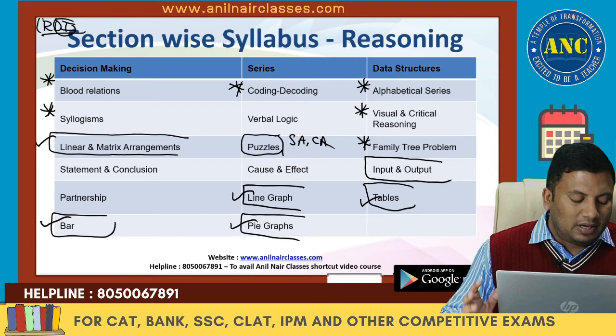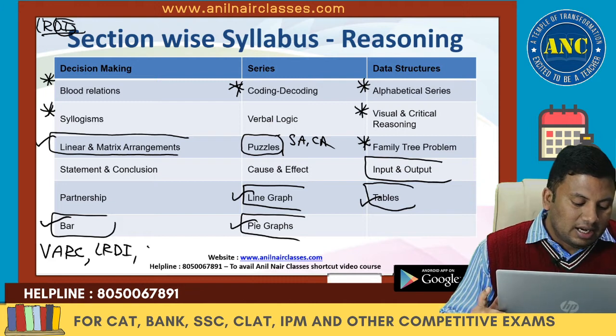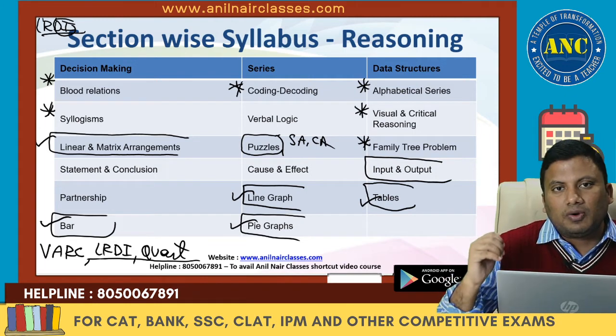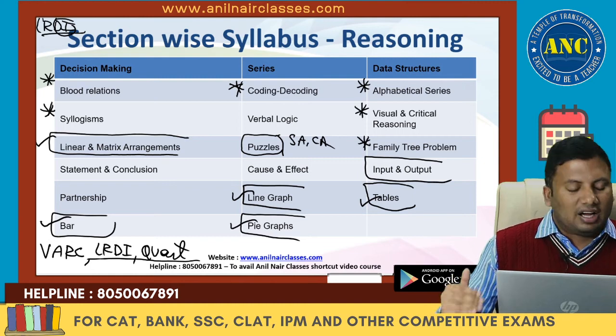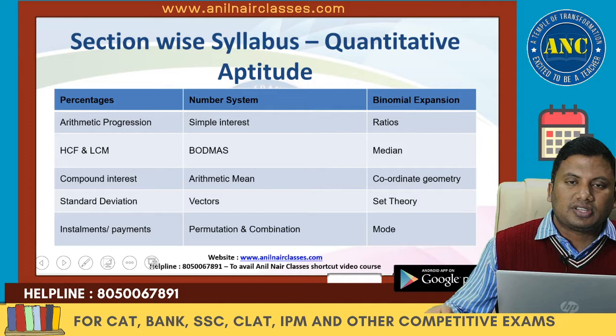Please remember, VA and RC has the maximum number of questions. Next it is LRDI, next it is Quant. Your familiarity with the topics is extremely important. Otherwise, even if you do not clear one sectional cutoff, probably you are out of this examination. The examination happens once in a year.